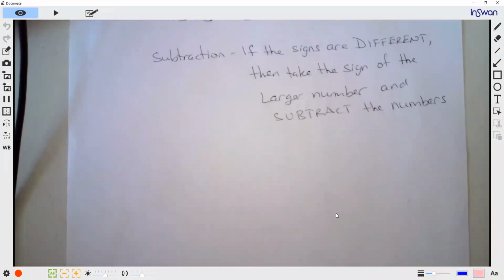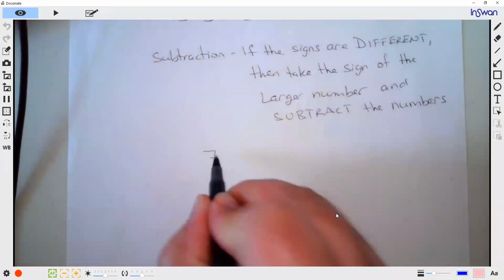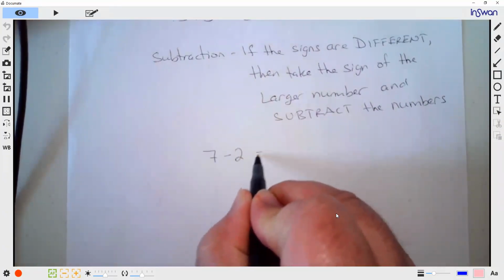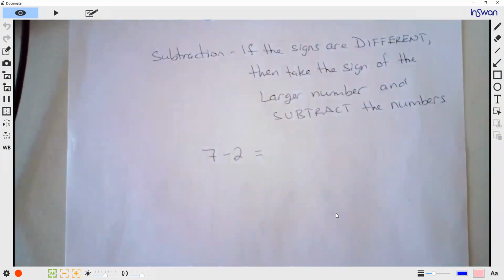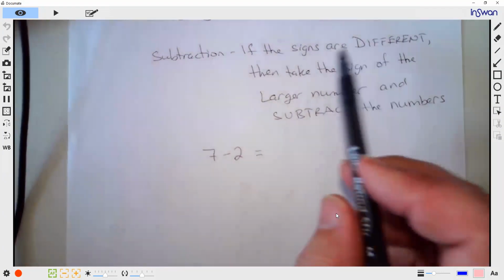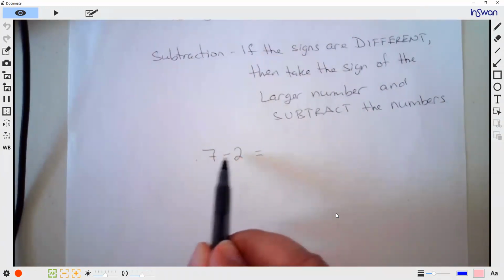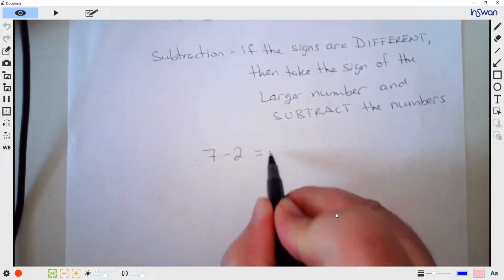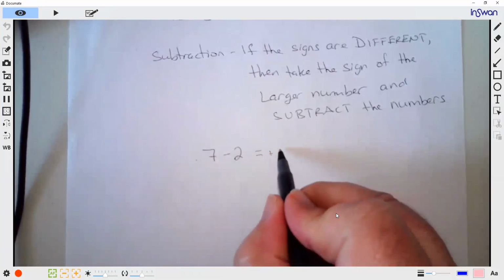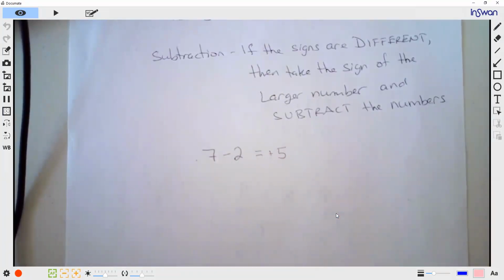Let's see what that means. Remember, always look at the signs first. Is the answer going to be positive or negative? Negative. Why? Because there's a minus there. No. Oh, it would be positive? Yeah, if the signs are different, take the sign of the larger. That one's positive. 7's bigger than 2. So the answer is going to be positive. Then 7 minus 2 is 5.